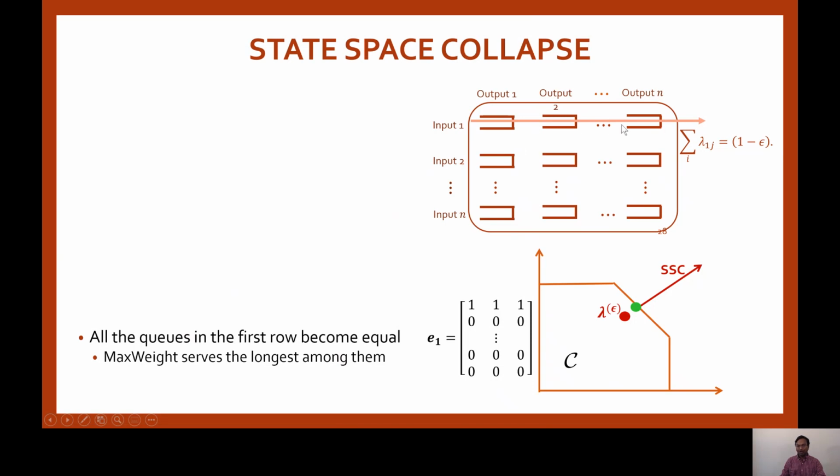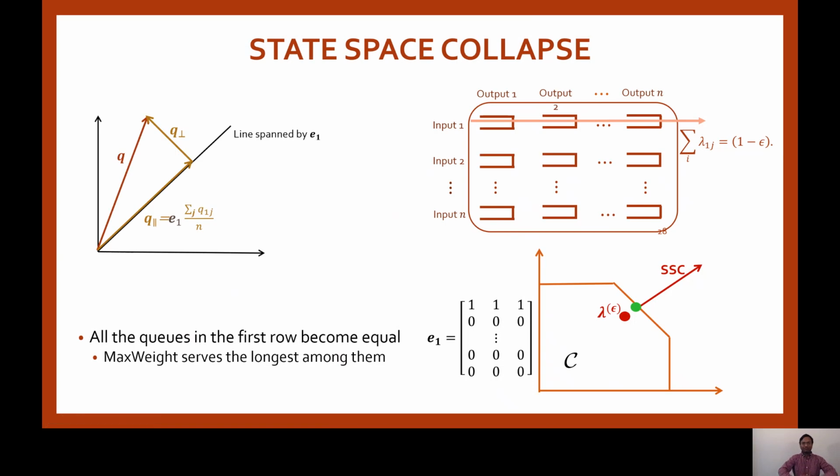The queues in the first row alone are large, which means when it's picking a matching, it has to pretty much only care about the first row. And remember, in the first row, only one queue can be active at each time, which means at each time you're picking a queue in the first row that is pretty much the longest. So essentially in the first row, you're picking the longest queue and serving it. And by doing it, you're decreasing it. And among all these n queues, if you always keep serving the longest queue, then these guys will become equal. And that's essentially what is happening. This is the intuition for state space collapse.